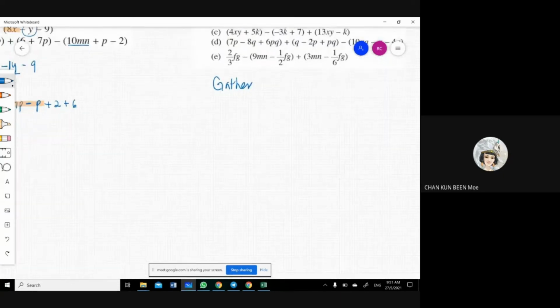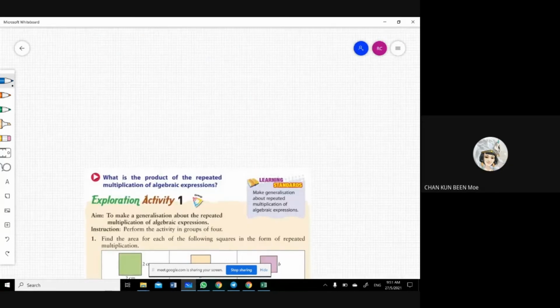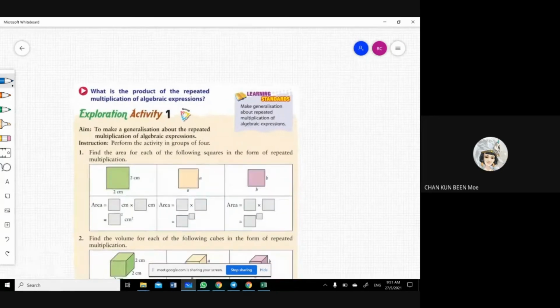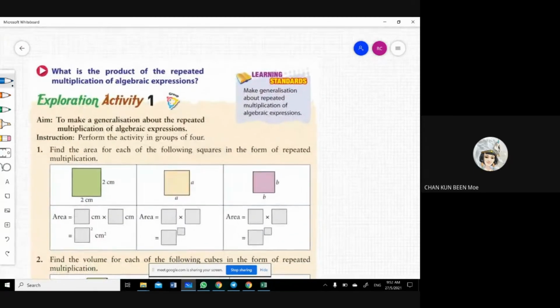We are going to continue with the next one. So you can see the next one that we have over here. What is the product of the repeated multiplication of algebraic expressions? So in the second subtopic, this is one of it that we are going to learn, that is the repeated multiplication. From the words repeated multiplication, we know that it is something like A times A times A, or B times B times B. It keeps repeating. That is the meaning of repeated multiplication.